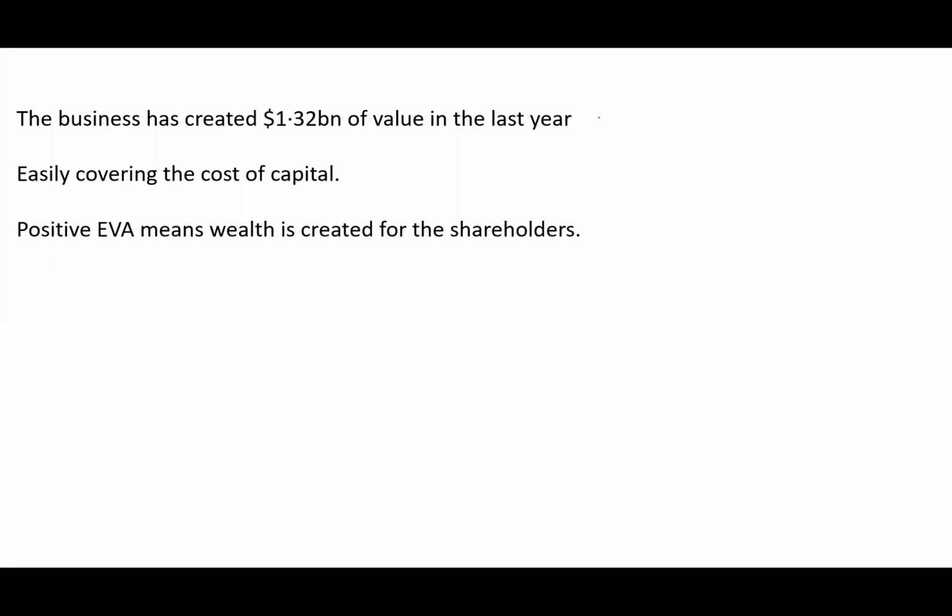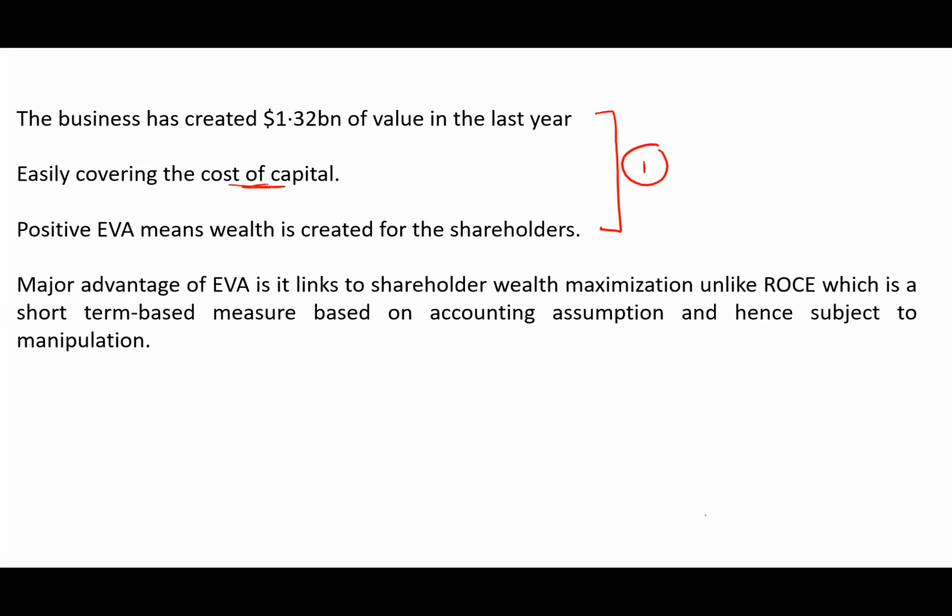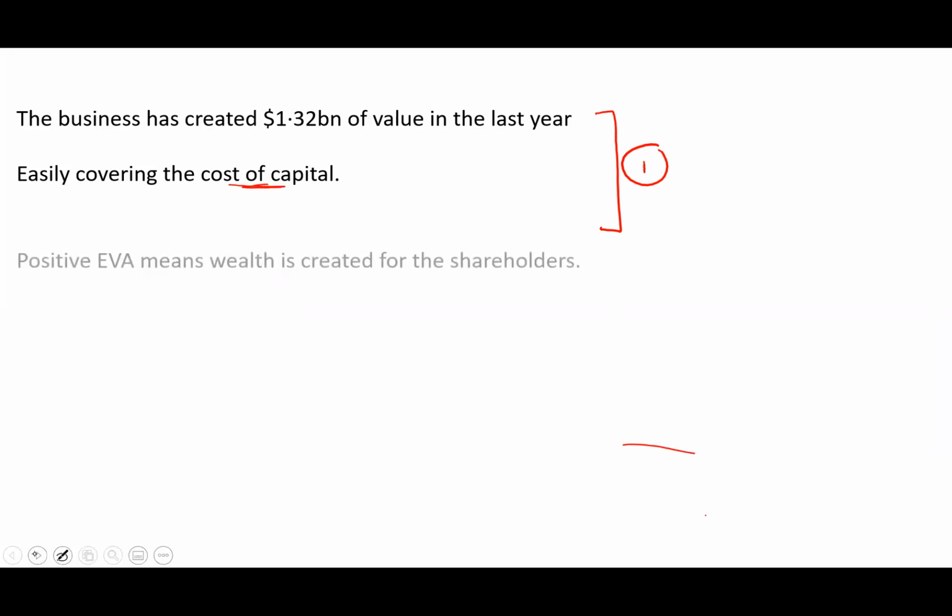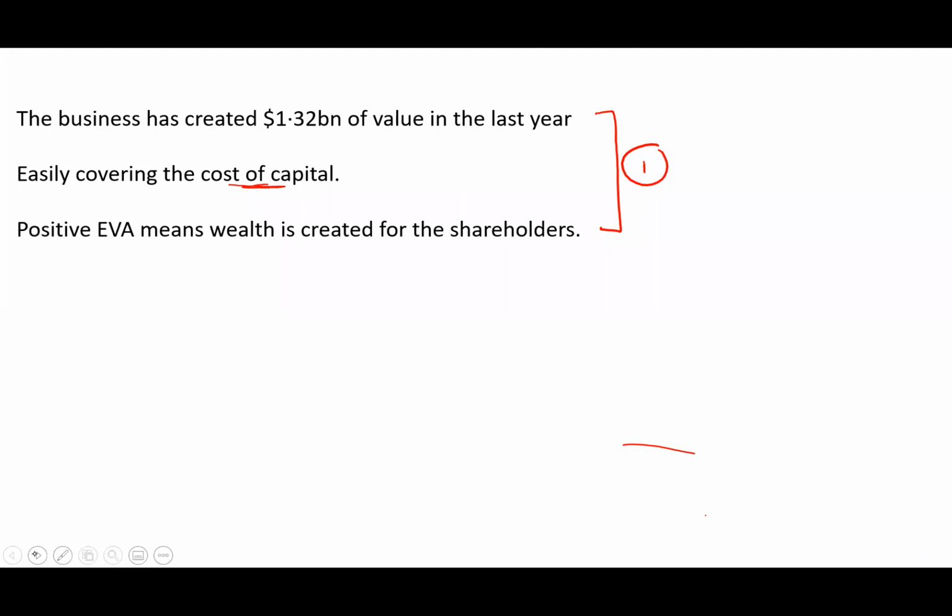Here you get 1 mark for these three things. 1 mark for the comment. The business has created 1.32 billion of value in the last year, easily covering the cost of capital, and EVA positive means wealth is created for the shareholder. 1 mark for these three things.